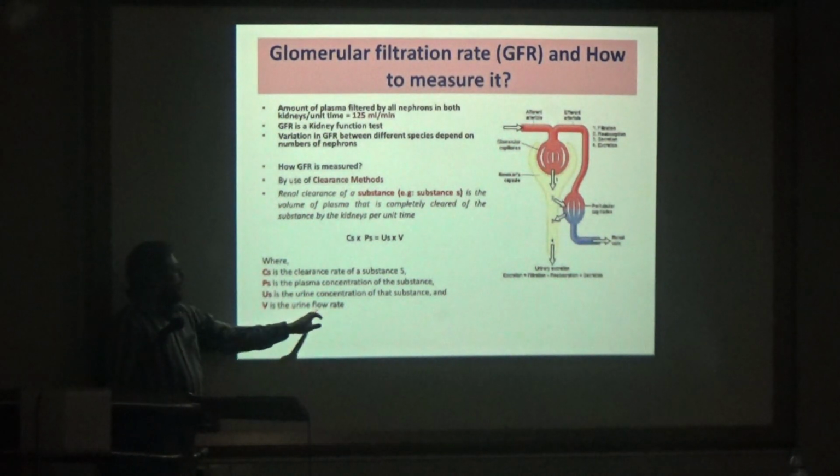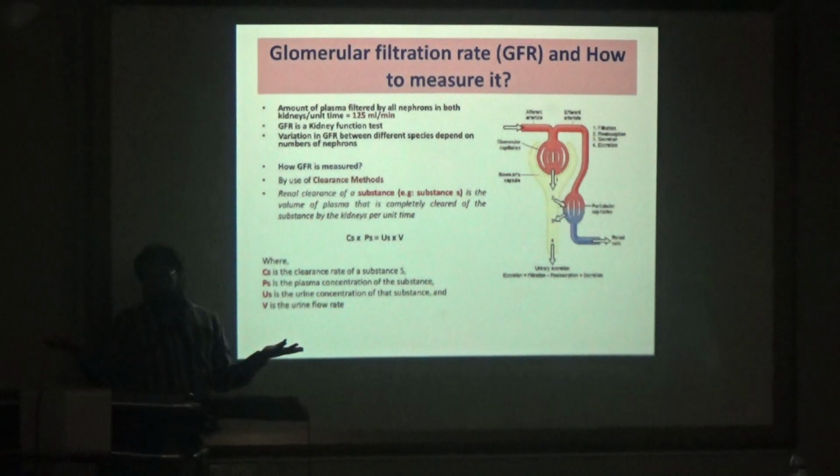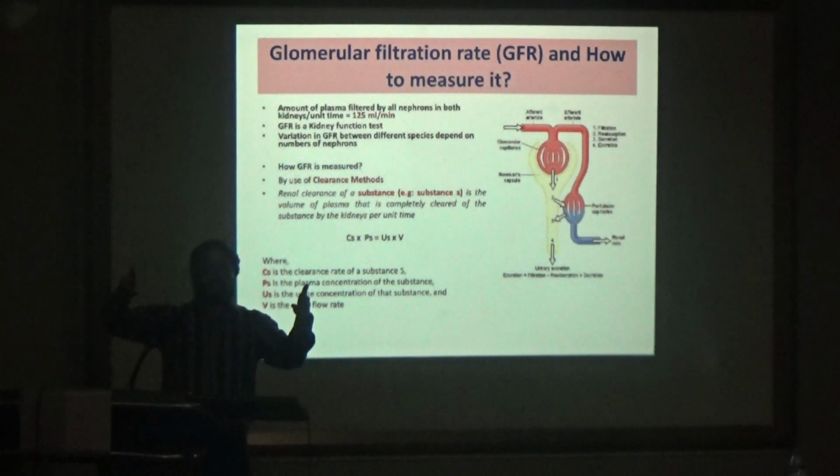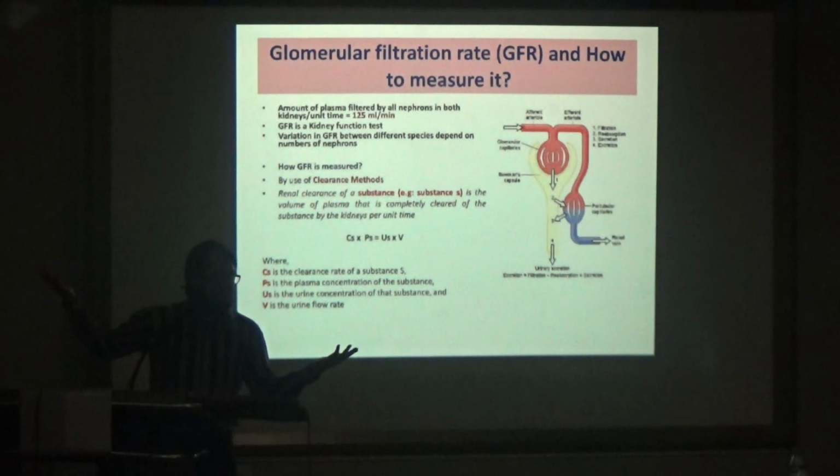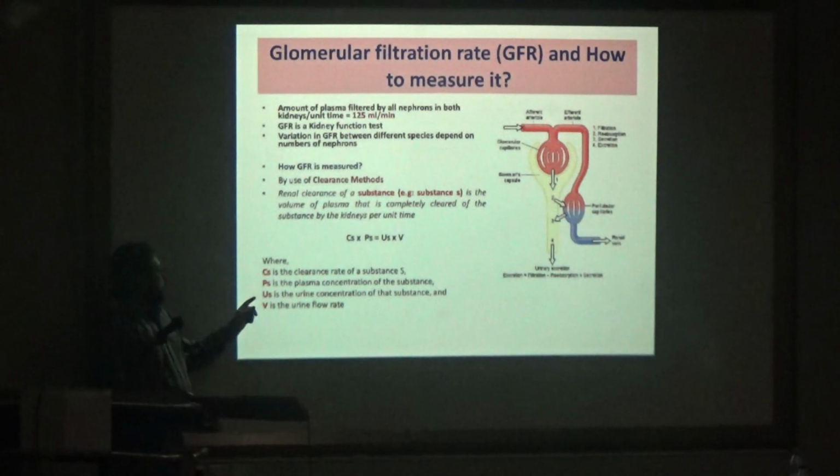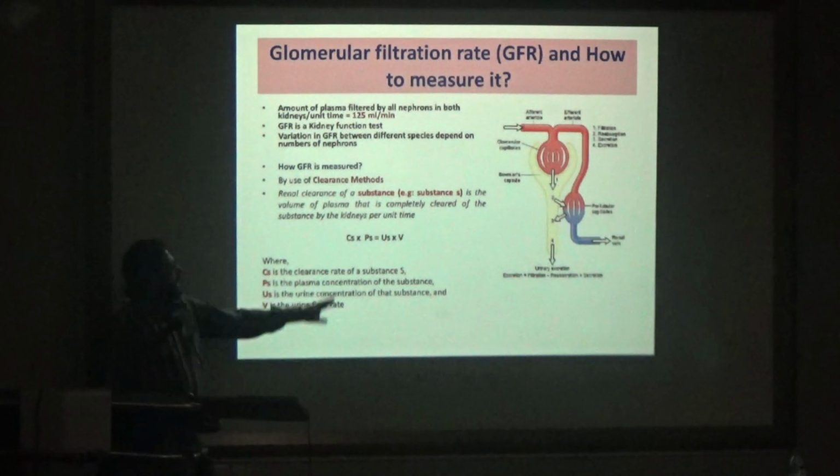And V is the volume, or the urine flow rate, at what rate the urine is flowing. Again, I can know that. In 1 hour, the nephron has collected 100 milliliters of urine, so in 1 minute, how much would it be? Can I calculate it? Yes. All the 3 values can be calculated. That's why I can get the 4th value, that is the clearance rate of the substance.